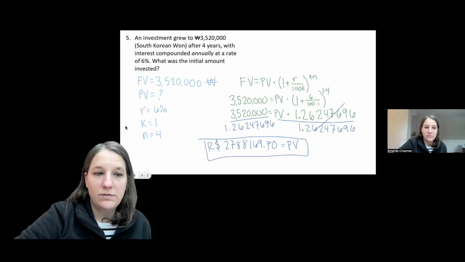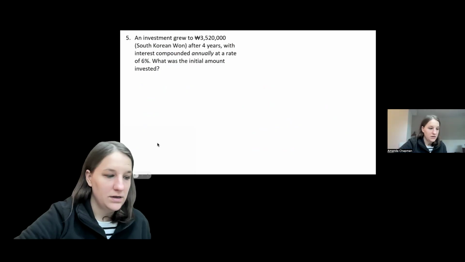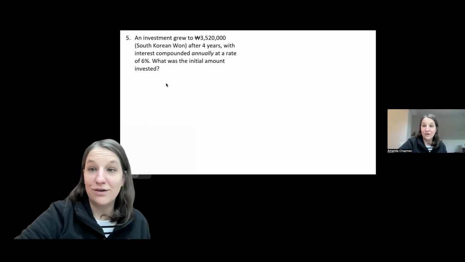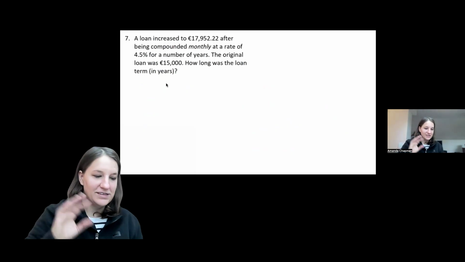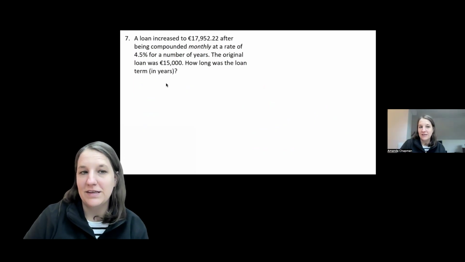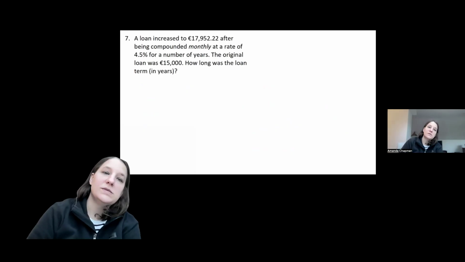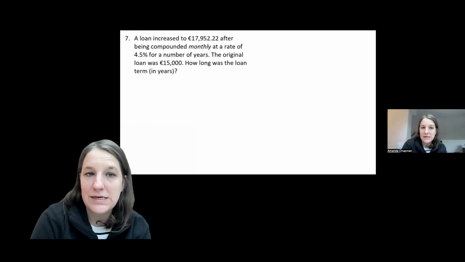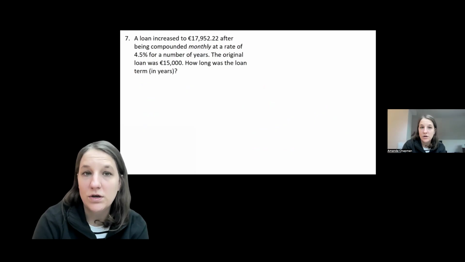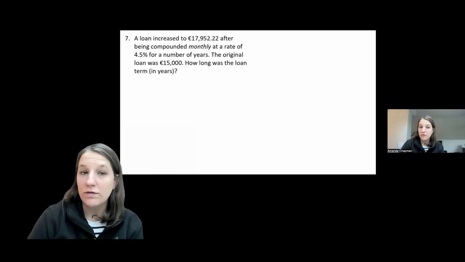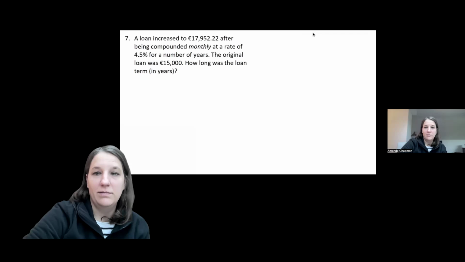Okay, so the next thing I want to do is one that you can't really solve yet. And this is the last example like this on your paper. So it's 7, and you're going to do the other ones for homework. So this one said a loan increased from 17,952 euros and 22 cents after being compounded monthly, so 12 times a year. And let me write that up there just so you start thinking this way.